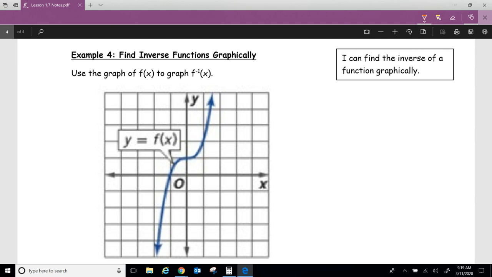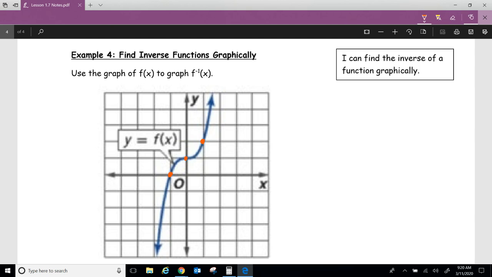In other words, the x and the y switched, and that was one of the very first steps that we did algebraically. We switched the x's and y's so that we could solve for the new y. We're going to do the same thing graphically. We're going to find a couple of nice points on our graph. So say this point, this point, this point, and we're going to flip the x's and the y's for them so that we can graph our new function.